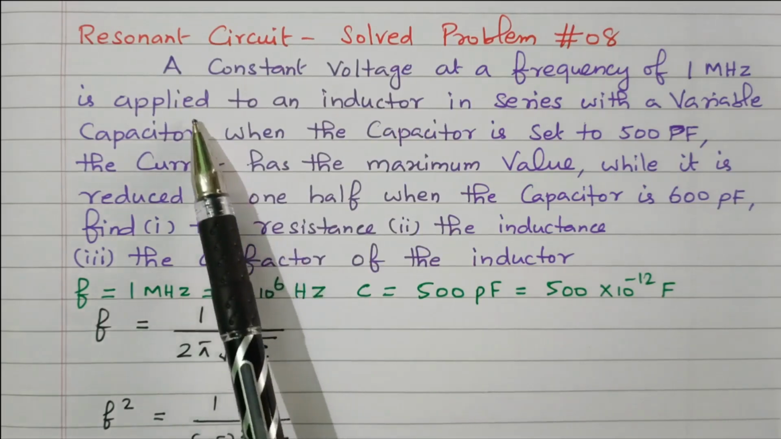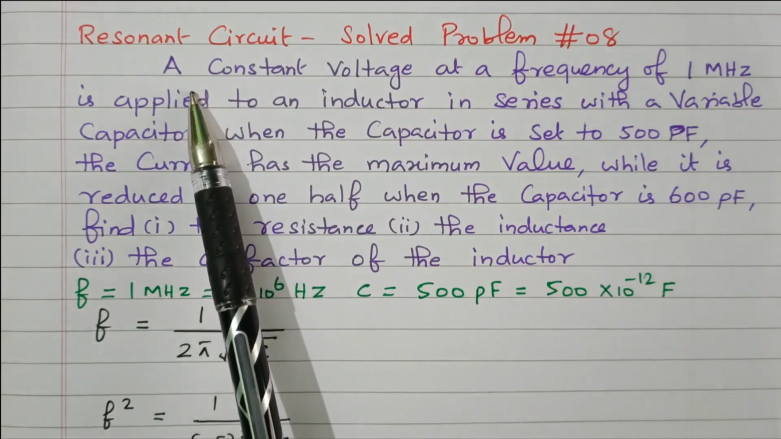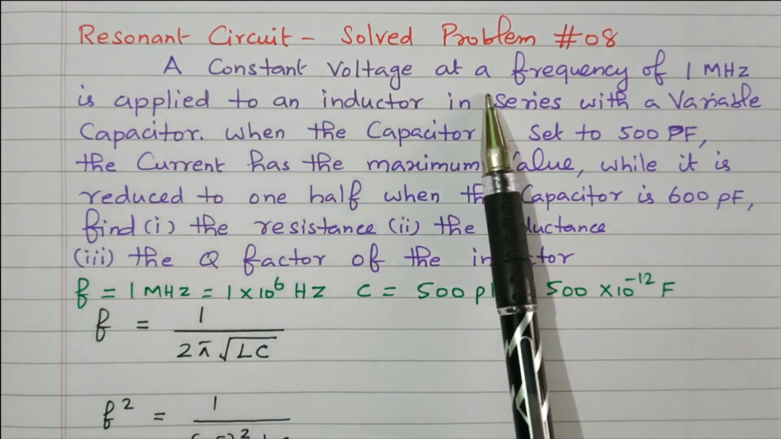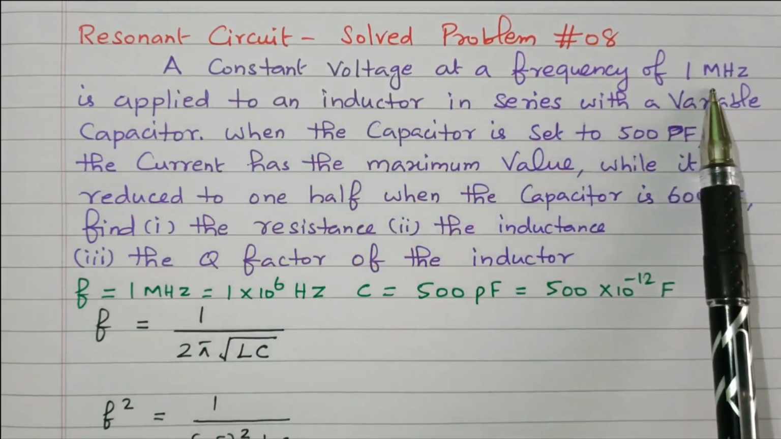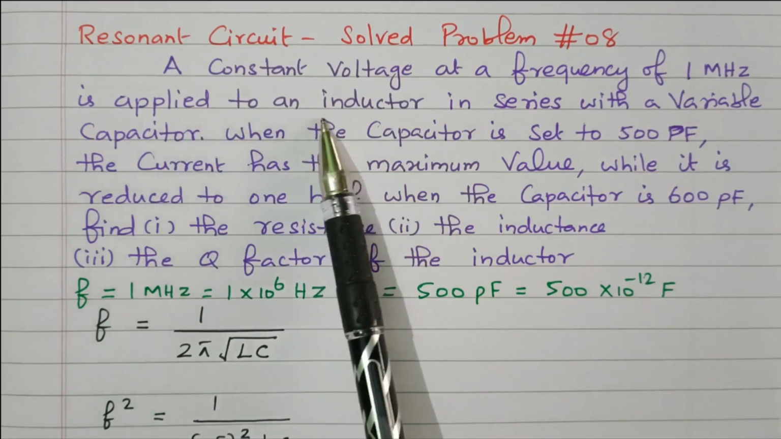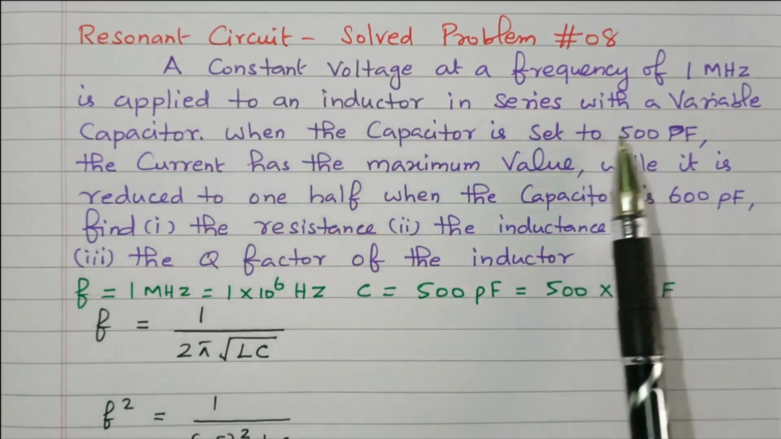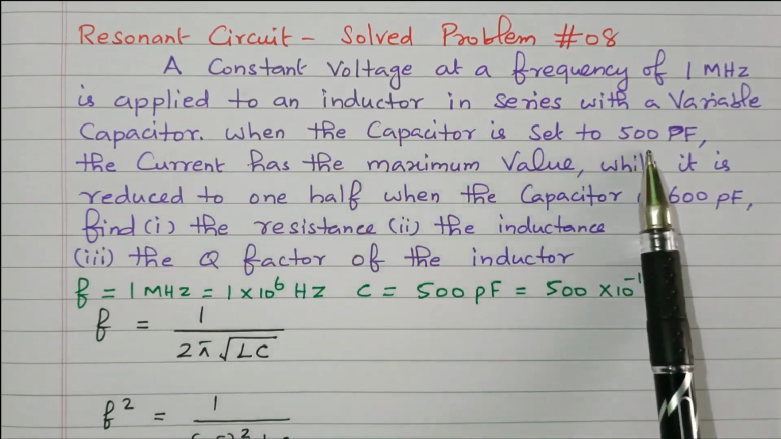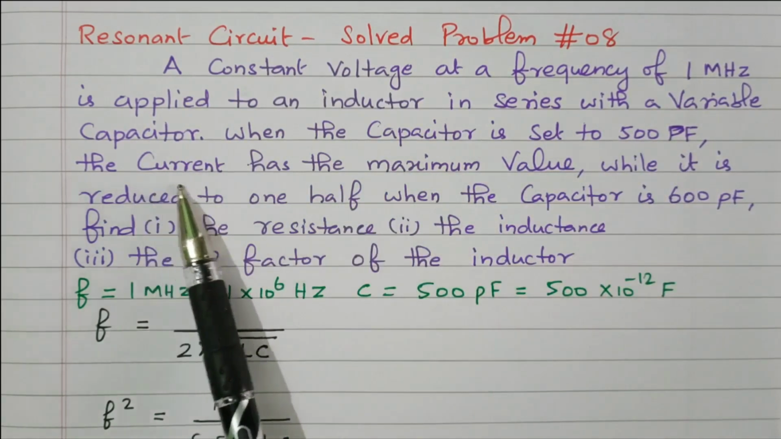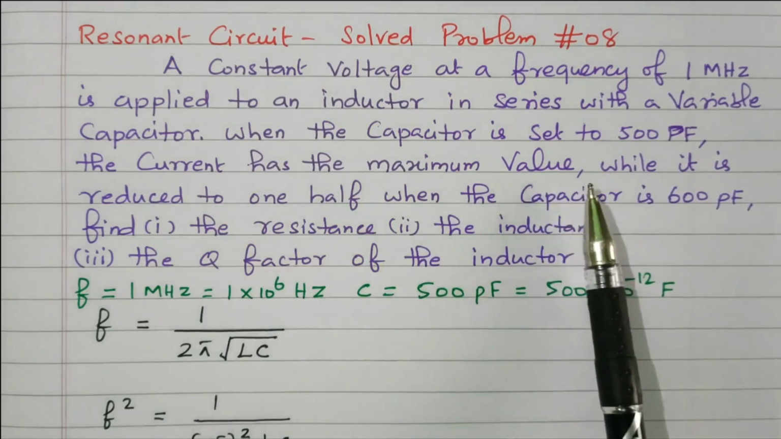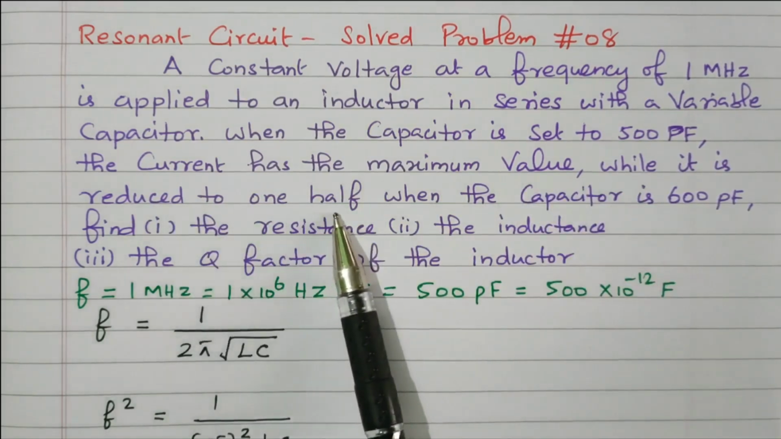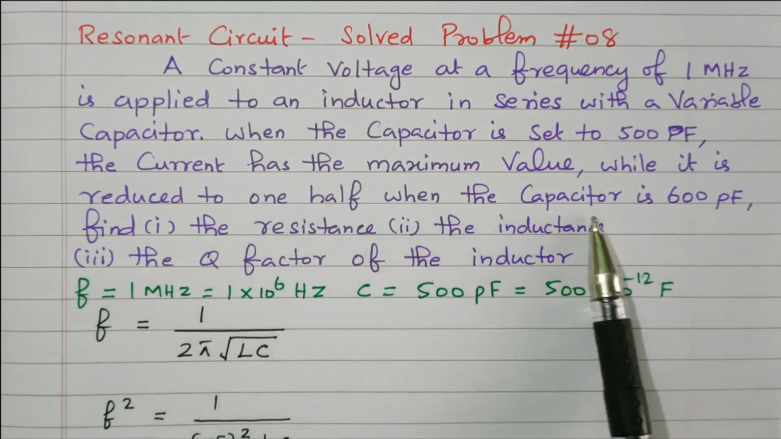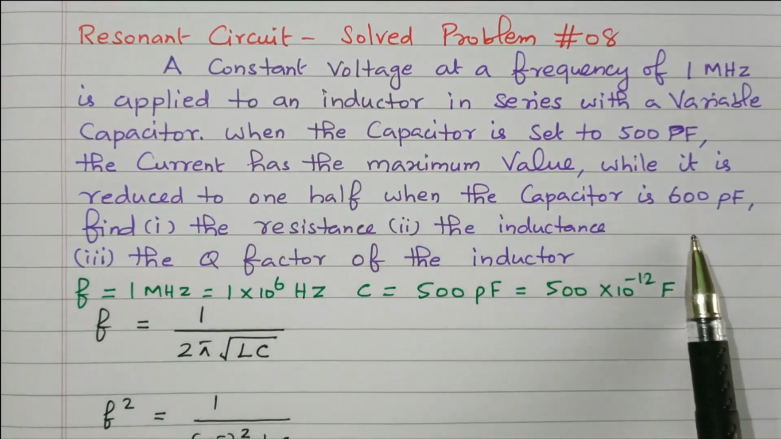Now we'll go to the topic. You see the statement of the problem. A constant voltage at a frequency of 1 megahertz is applied to an inductor in series with a variable capacitor. When the capacitor is set to 500 picofarad, the current has the maximum value, while it is reduced to 1/2 when the capacitor is 600 picofarad.